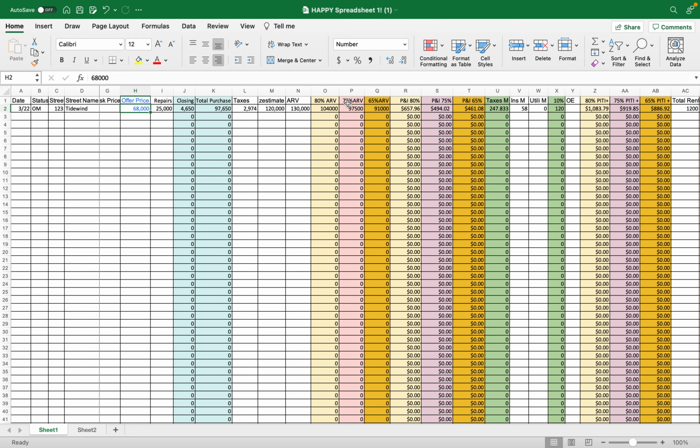Maybe you need a 70% column and you don't have an 80 or 65. You can delete that. So right here, you would just go and change that to a 70, and now it'll calculate 70%, and I would just go and change that to a 70 as well so it matches.